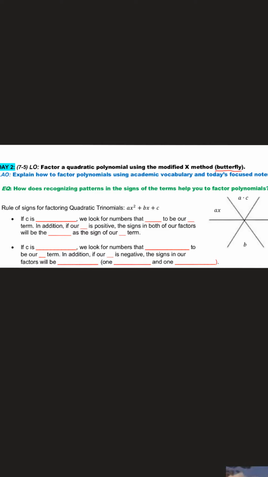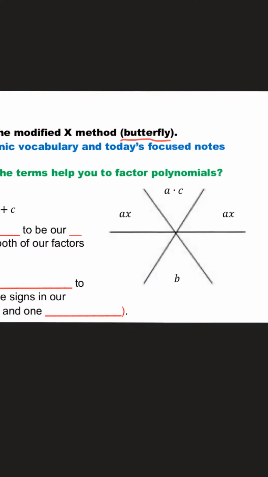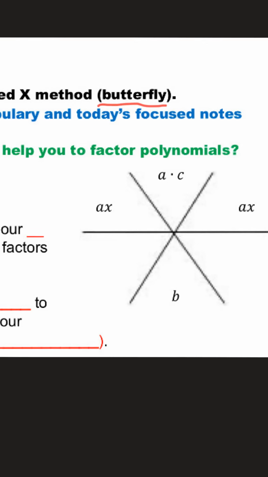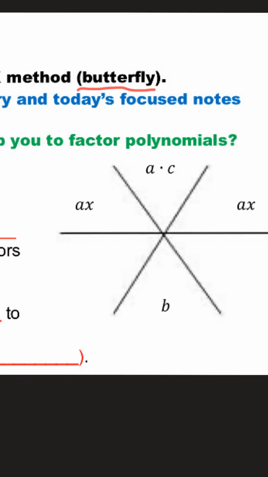Okay, so we talked about greatest common factors yesterday. Today we're not going to talk about greatest common factors. We're going to talk about just factoring trinomials when our leading coefficient is 1. So here's some rules for factoring our quadratic trinomial. This is the butterfly method first, before I get into the sign rules. This is the butterfly method that we're going to be using.